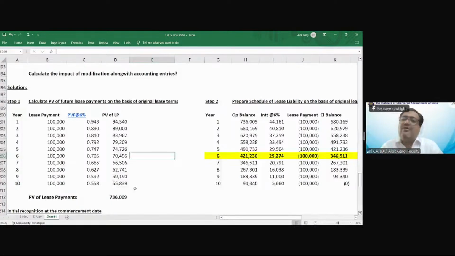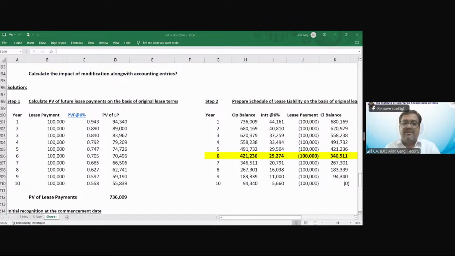For example, your lease term is increasing or decreasing. Say the lease term is increasing. In that case, you have to remeasure your lease liability on the basis of a revised discount rate. Whatever is the difference in the lease liability, that increase or decrease has to be adjusted with the ROU asset. This is the modification accounting. Correct? Any question, friends?